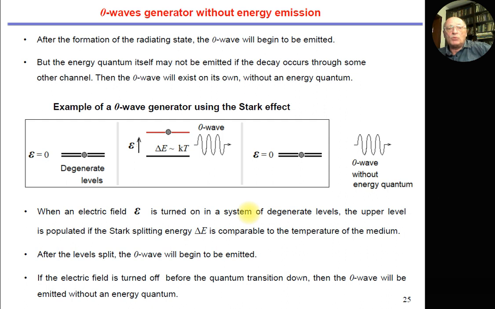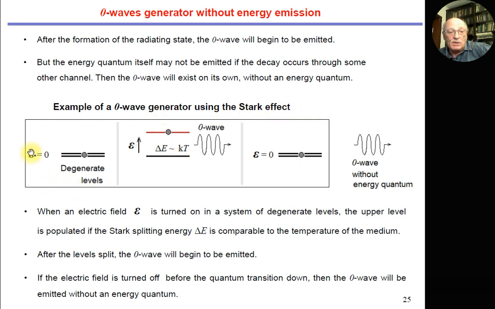It is possible to create a zero-wave generator without energy emission. After the formation of the radiating state, the zero wave will begin to be emitted. But the energy quantum itself may not be emitted if the decay occurs through some other channel. Then the zero wave will exist on its own without an energy quantum. An example of a zero-wave generator using the Stark effect is shown here.